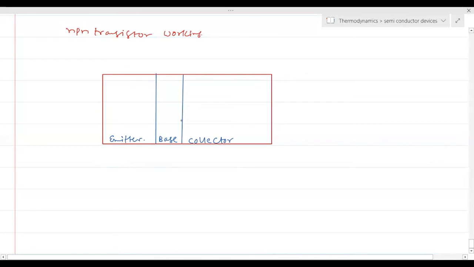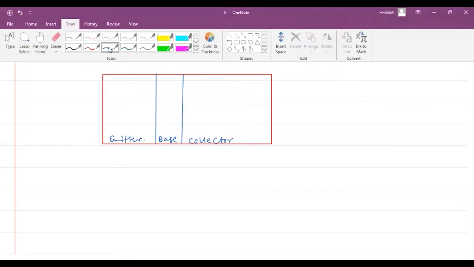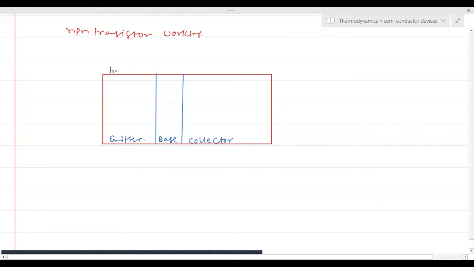So when we think of this one, you need to understand its characters also. As the emitter has to emit the charge carriers, definitely it should be heavily doped. This emitter should be heavily doped, and the base is lightly doped. And we are taking the collector, so this is moderately doped.